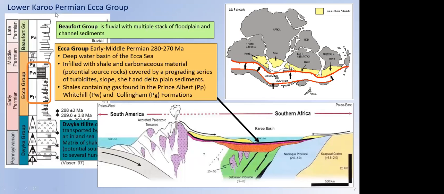Right, the Karoo and a story on the Eka. So we're focusing on the lower Eka, and age-wise 280 to 270, and we started off during the Permian with a deep water basin, and I refer to it as the Eka Sea, and that was infill with carbonaceous material with potential source rock, and then in yellow covered by these prograding turbidites and shelf material, and later on the deltas.